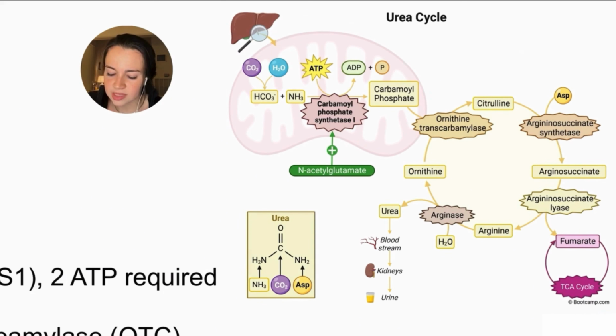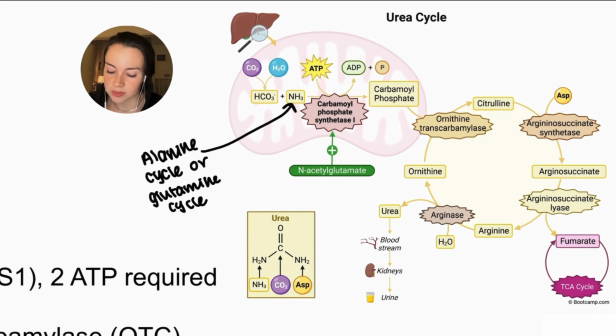So we can combine CO2 and H2O via carbonic anhydrase into bicarbonate, which is one of our starting reactants, and our other starting reactant is going to be ammonia. So right off the bat, we're combining 2 of the 3 pieces of urea that we needed, right? We've got the CO2 and the ammonia.